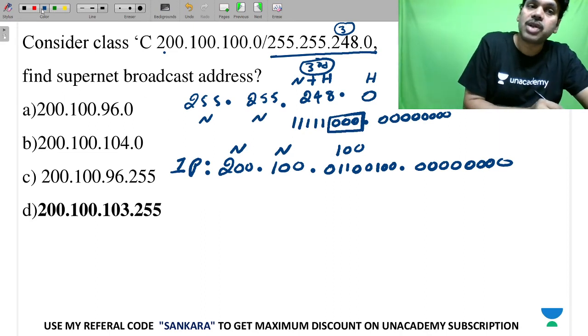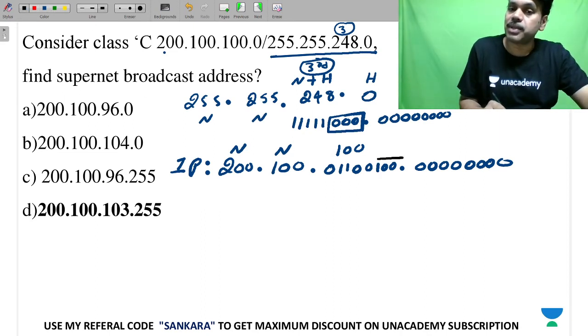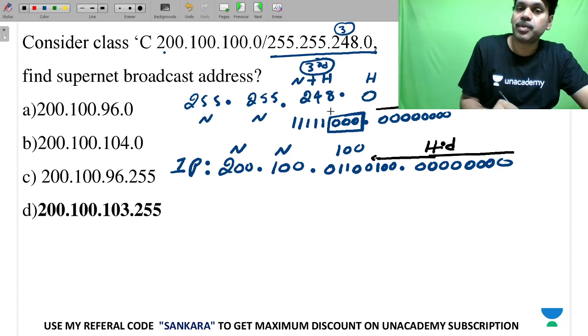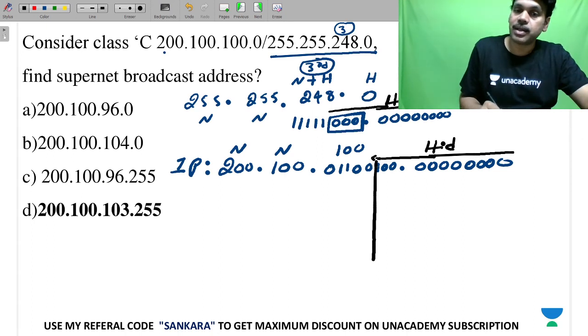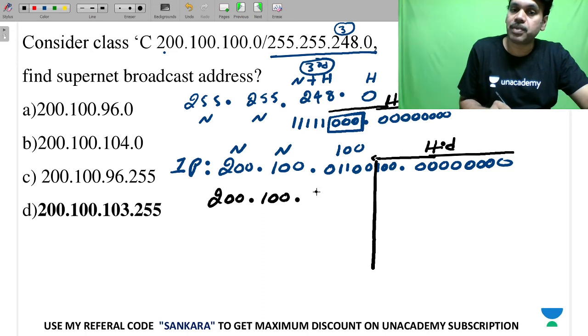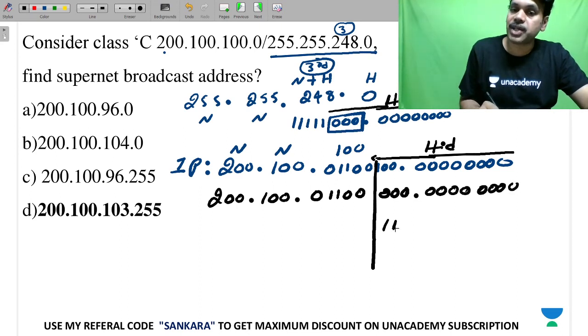So you want block start number and block ending number. So 3 bits. This is completely HID part. Observe. From here to here, it is HID only because 3 bits are borrowed for HID. So drop them, remaining as it is. So 200 point, 100 point, 0, 1, 1, 0, 0, 0, 0, 0. Make HIDs to zeros and make HIDs to ones. So this is 200 point, 100 point, 0, 1, 1, 0, 0.